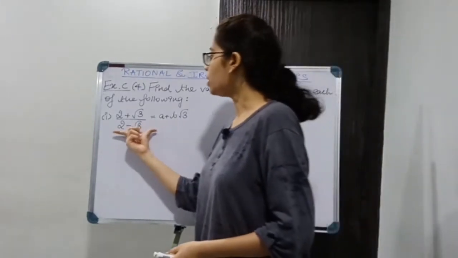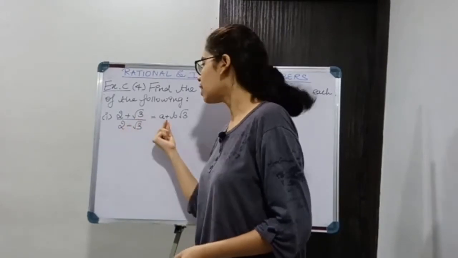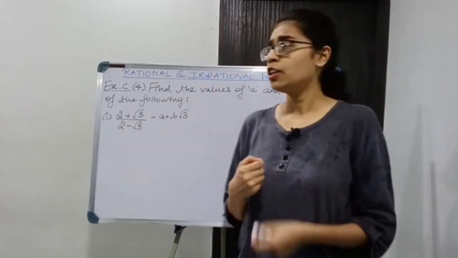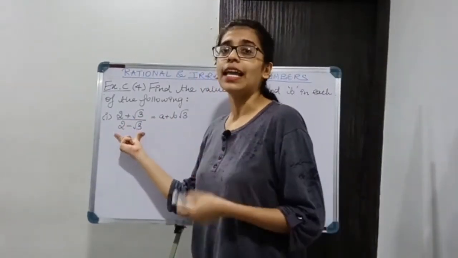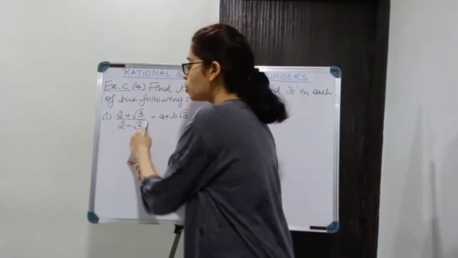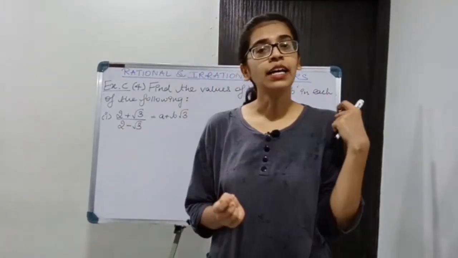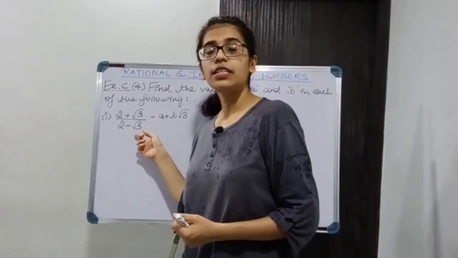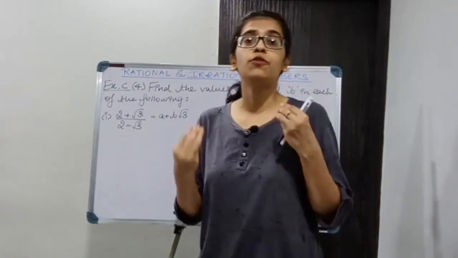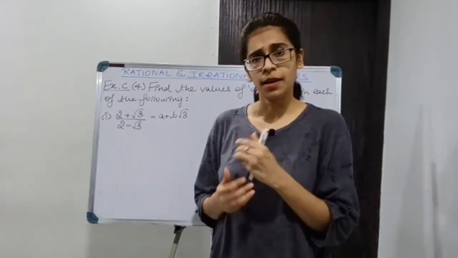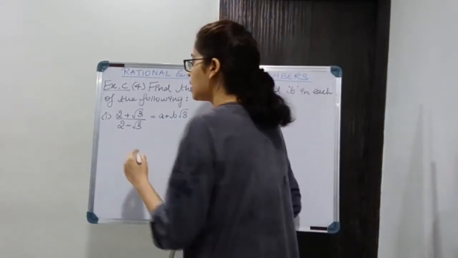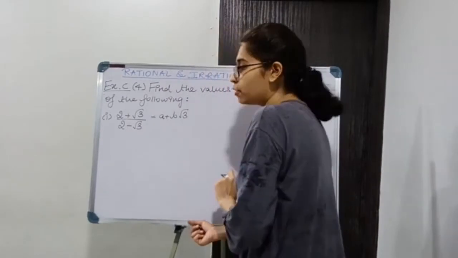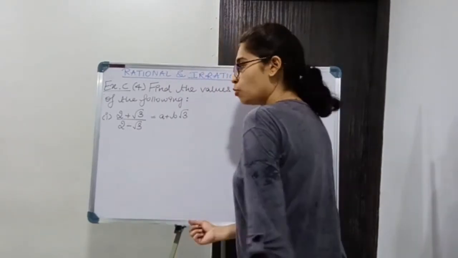Now how will you equate? कैसे पता चलेगा A क्या है B क्या है? For that you have to solve the LHS. यहाँ पे इसको पूरा सॉल्व करना पड़ेगा, that is by rationalizing the denominator. So I will rationalize the denominator and then I'll be able to find the value of A and B. So let's start. इसका rationalizing factor हो जाएगा 2 plus root 3.